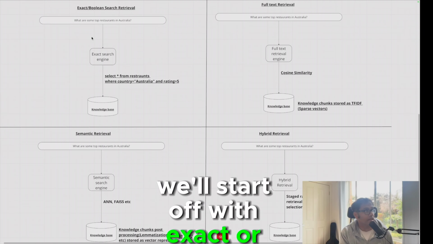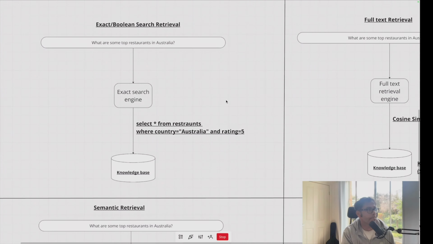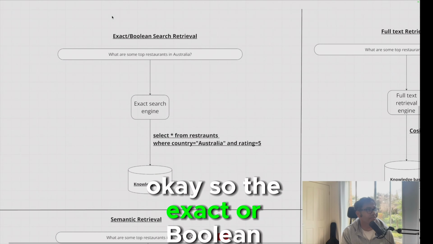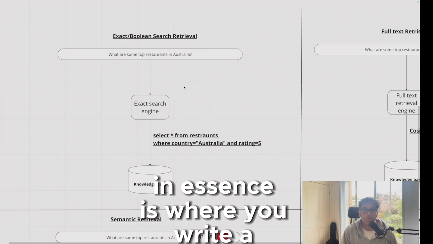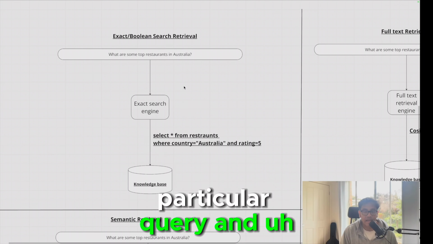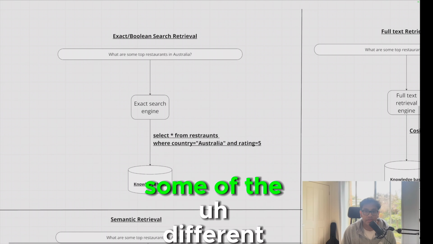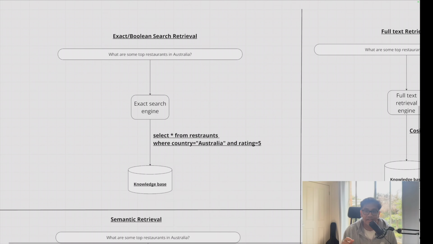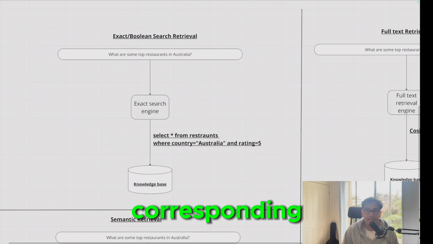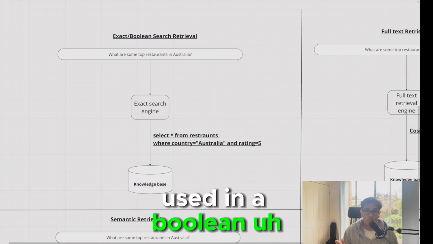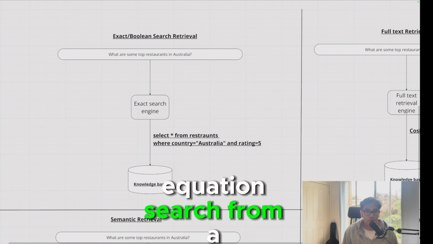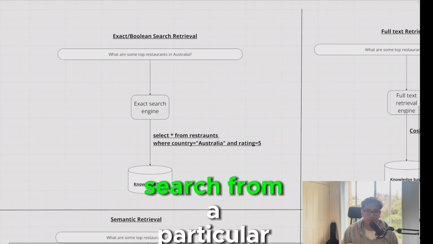We'll start off with exact or Boolean search retrieval. Exact or Boolean search retrieval, in essence, is where you write a particular query and some of the corresponding subjects out of it are directly used in a Boolean equation to search from a particular text or from a particular database.